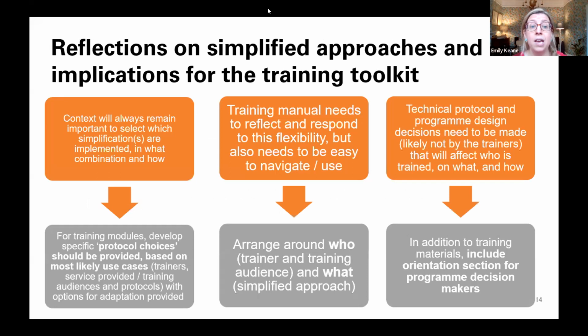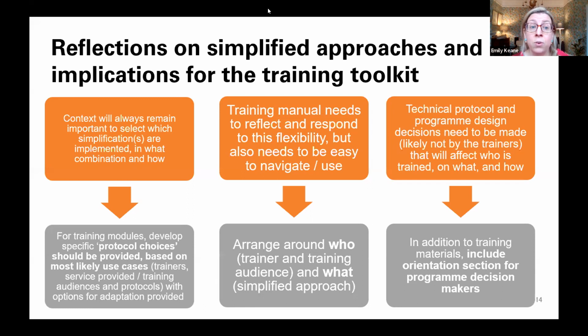So from the desk review and the learning needs analysis phase, we identified a number of recommendations which influenced how the training toolkit was developed. These include the importance of context, which affects which simplified approaches are implemented and in what combination and how. The way we responded to this in the training toolkit design was, in each chapter, to make specific protocol and implementation choices based on what we understood to be the most likely use cases in terms of the most likely trainers, service providers, training audiences, and protocols. However, we also ensured that there are lots of options for adaptation of the materials according to context.